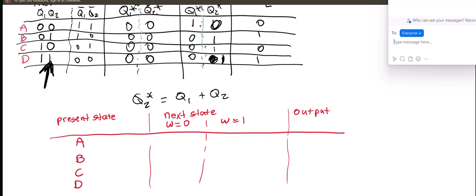State A is 0 0. That's how I defined it. And so when W equals 0, these are all state A. And then 1 0, that's state C. And then 0 1 is state B. And then my output is going to be the same. That's still just 0 1 0 1.